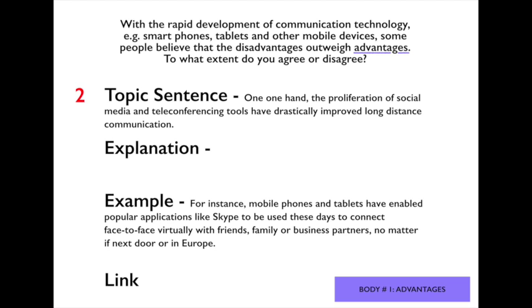Okay, so now let's get back to the topic sentence, and keep in mind to answer the task question directly. This is very important. So I've said, on one hand, the proliferation of social media and teleconferencing tools have drastically improved long-distance communication. Do you guys see how my topic sentence here also directly relates to the example?